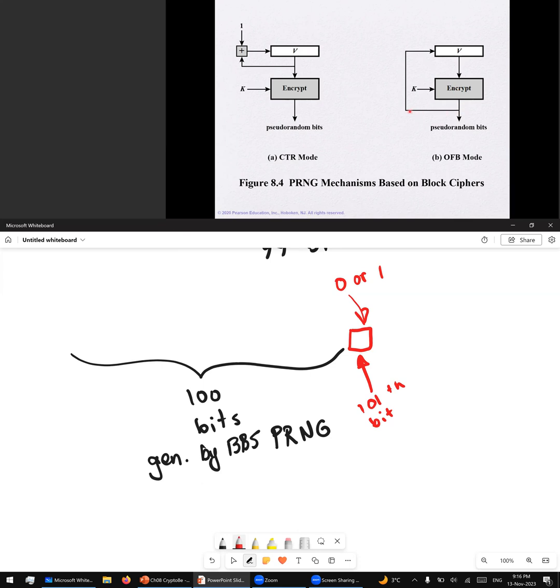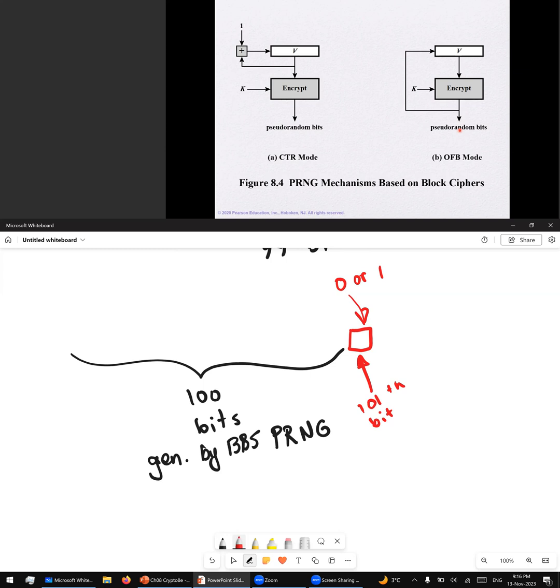In the output feedback mode, what we were doing is, we had a nonce, we encrypt, and then we take the output of the encryption, we bring it back again, we encrypt, we bring it back again, encrypt, bring it back again, encrypt. It's only the first part that we have a nonce, and then we get our pseudo-random bits.